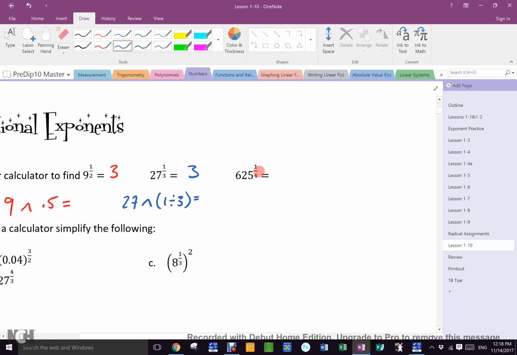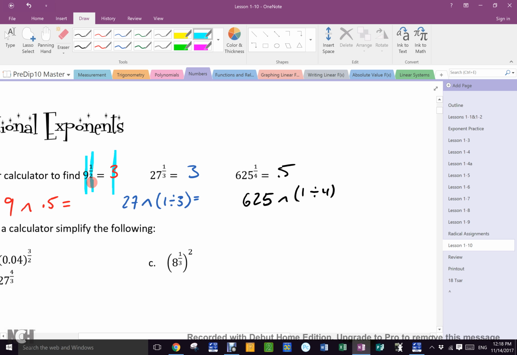Now, you're going to do 625, exponent, bracket 1 divided by 4. And what are you going to get? 5.